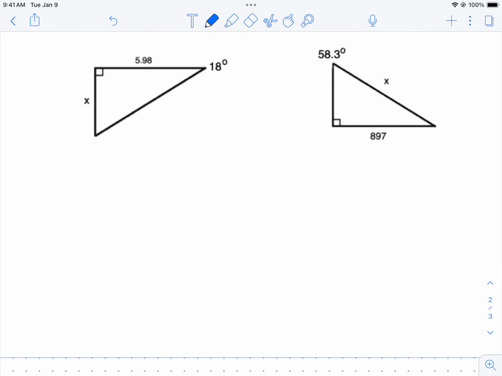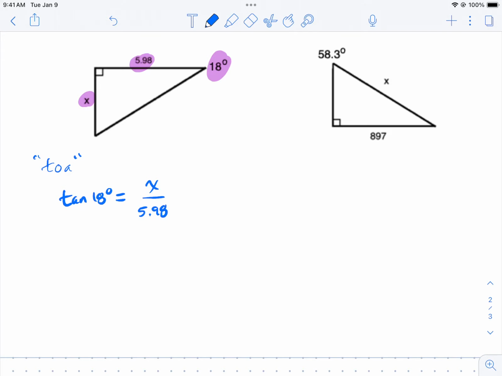Here's our known angle, 18 degrees. We'd like to know what this side is, which, by the way, is the opposite. And we have this side, which is the adjacent. So this is opposite adjacent. This is one of those TOA situations. And so the formula I'm writing is the tangent of that angle, 18 degrees, is equal to, put the opposite first, x over the adjacent, 5.98.